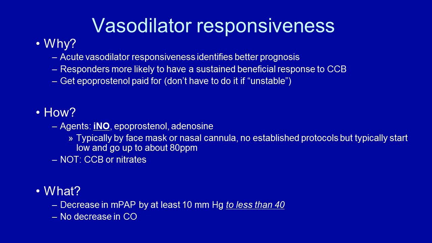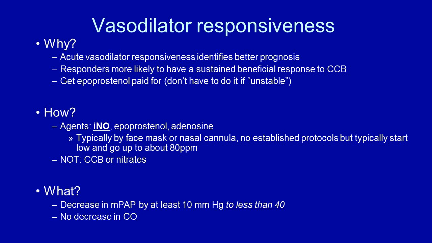What we do, there's no established protocol, and each center tends to do things a little bit different. We will either use a face mask or a nasal cannula and start at 10 parts per million and go up to 80 parts per million while repeating hemodynamics about every 5 to 10 minutes. One should not use calcium channel blockers or nitrates as they will get you into hemodynamic trouble and are not as specific a pulmonary vascular vasodilator.